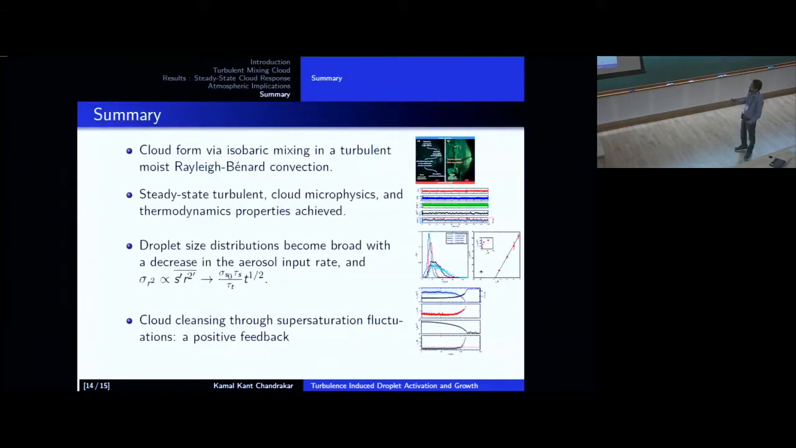So in summary, we achieved steady state cloud properties in the chamber using Rayleigh-Bénard convection, and we used this isobaric mixing kind of process for making the cloud. We found that droplet size dispersion increases because of the fluctuation in the supersaturation. It has this Brownian motion kind of growth in the droplet dispersion, and it matches with our theory nicely. And the cloud cleansing process is also due to the supersaturation fluctuation.